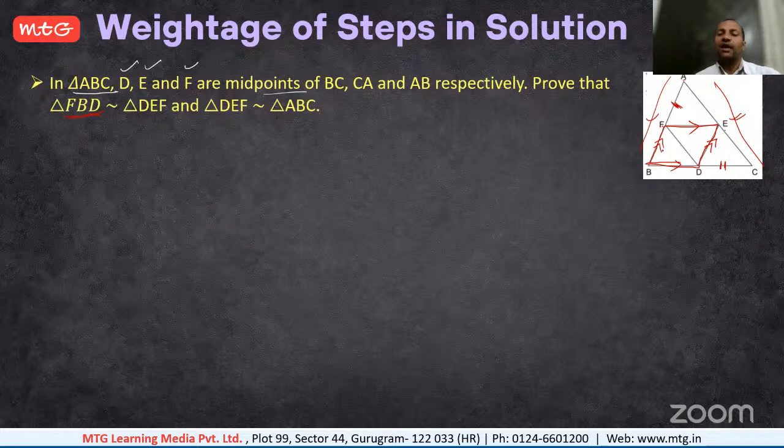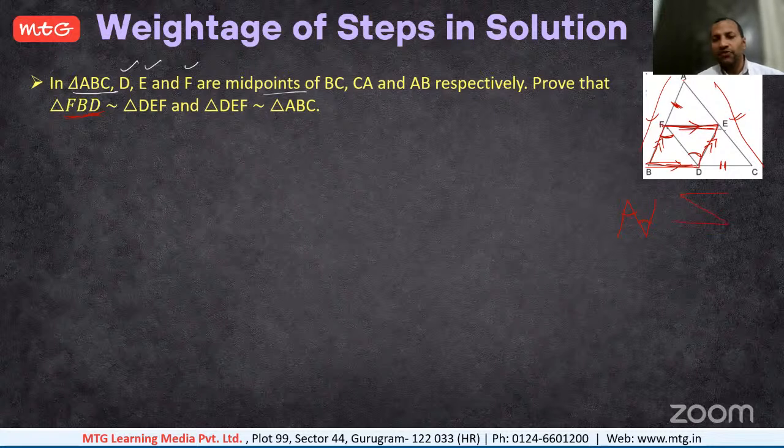Fine. And when opposite sides are parallel, we can say that this angle will be equal to this angle. How will that be equal? That is the property of parallel lines, where this Z formation is there. So this is an alternate interior angle. Okay. Similarly, here FE is parallel to BD. Here also Z formation is there. So this angle is equal to this angle.